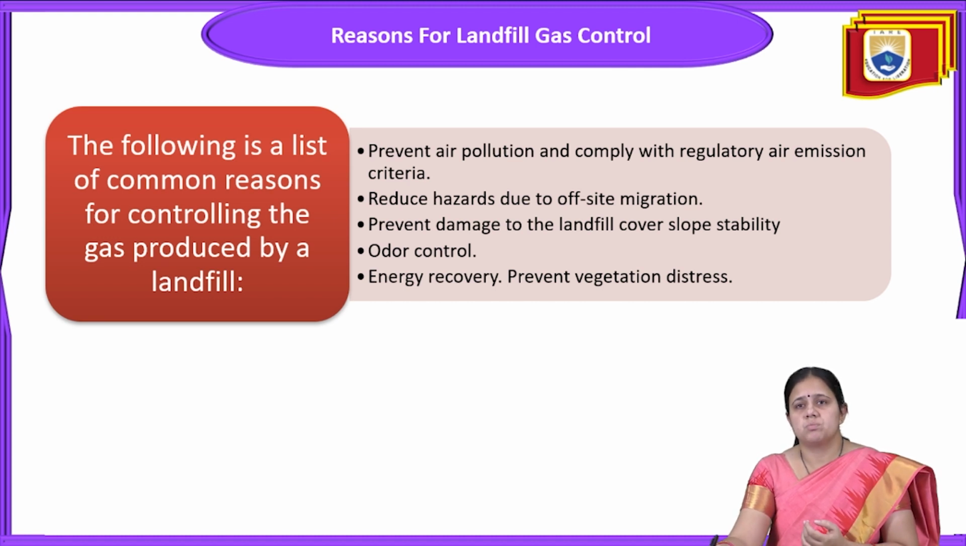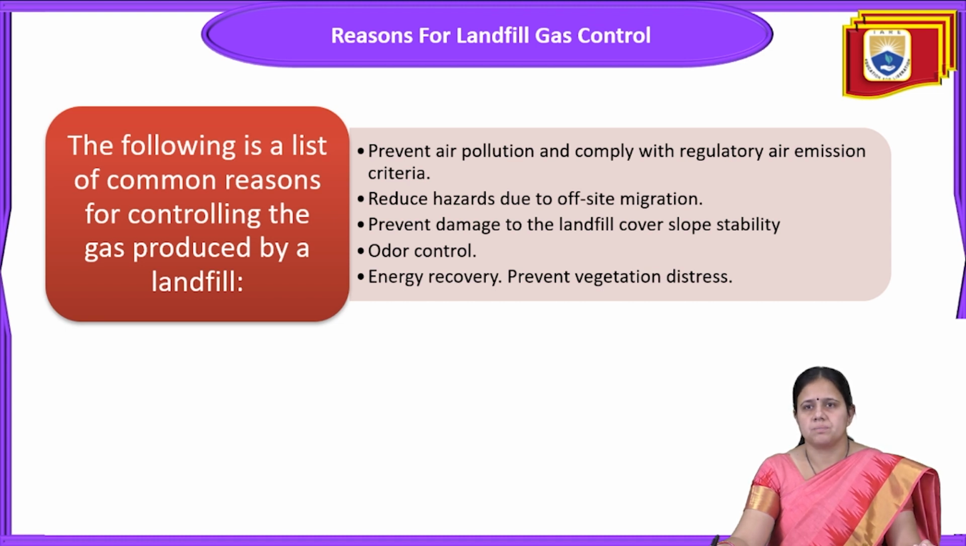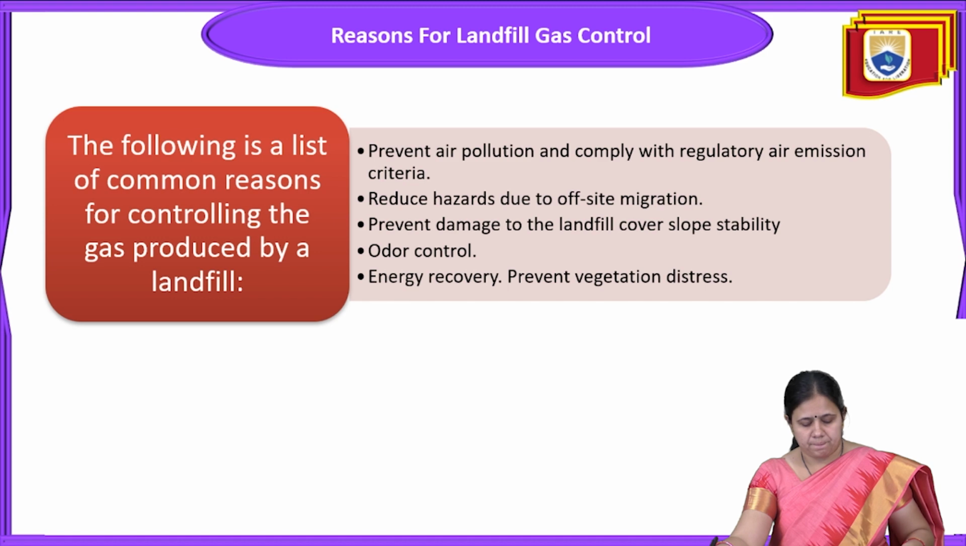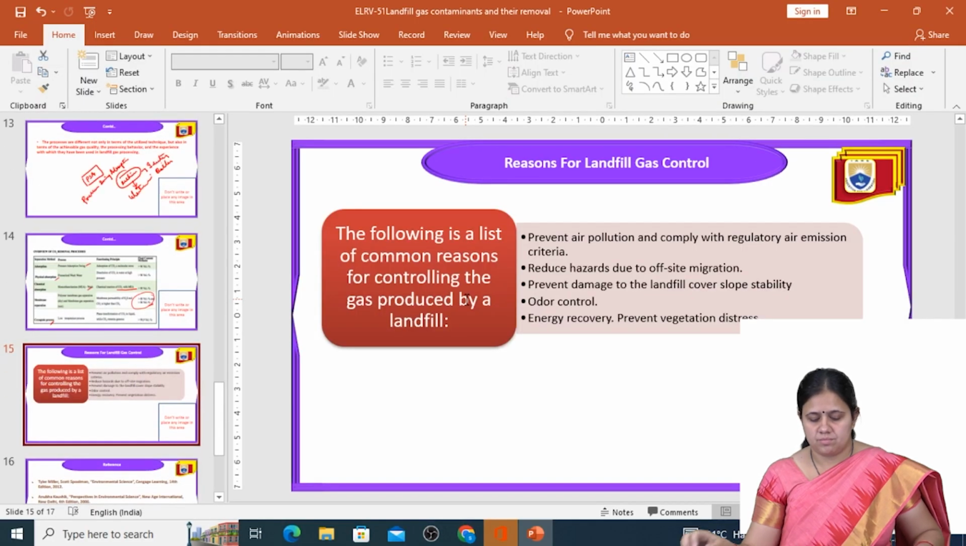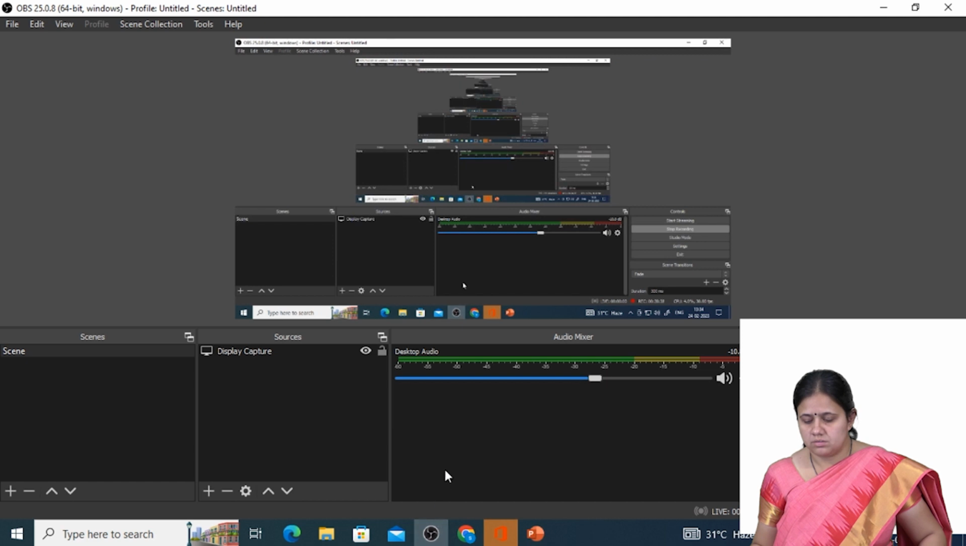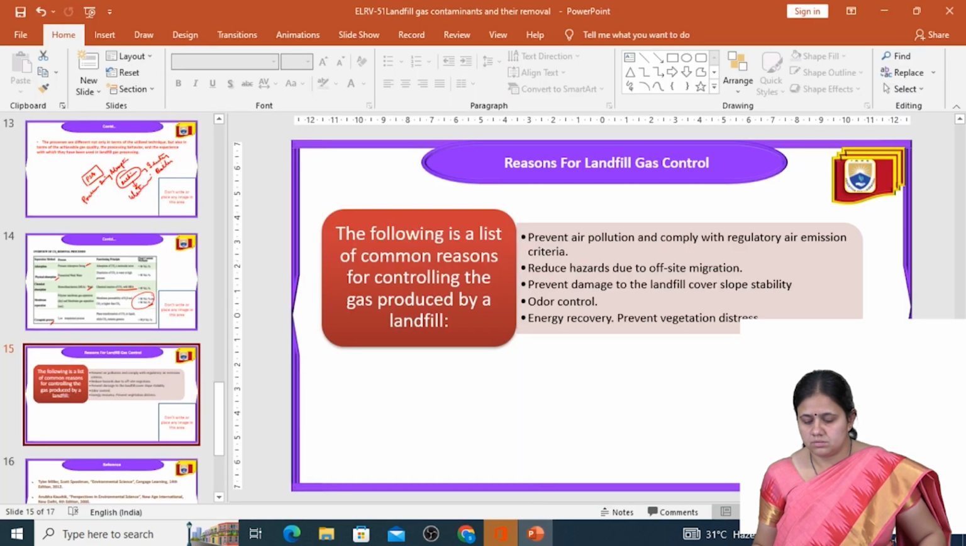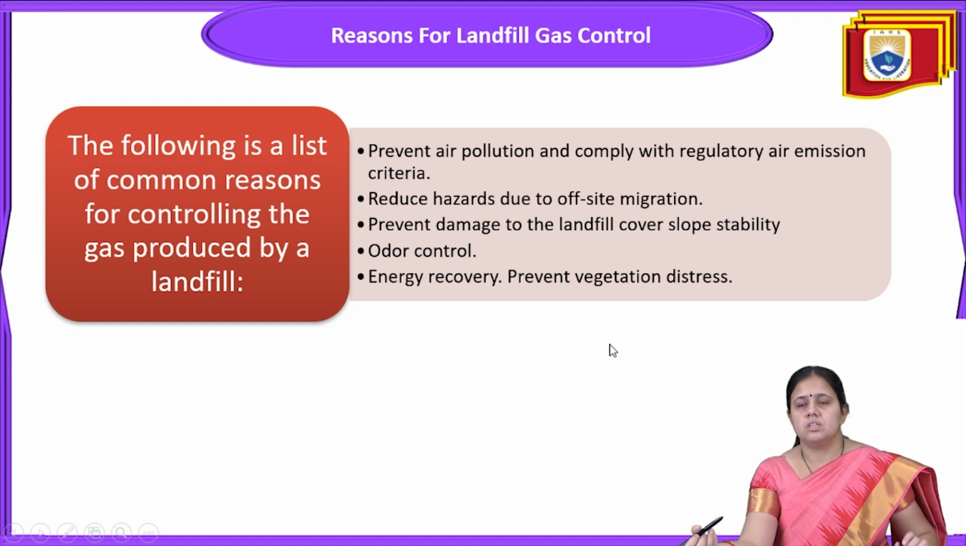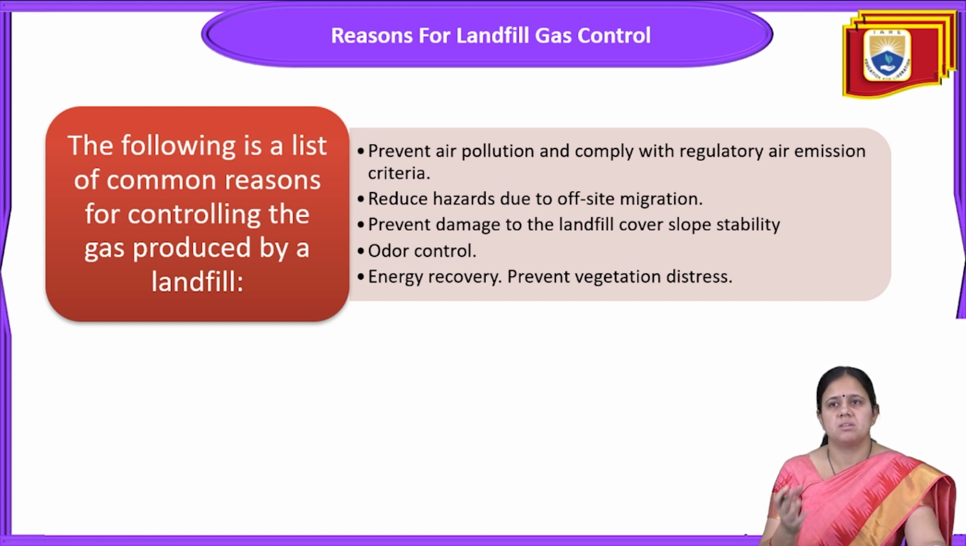So to control the gas produced by the landfill, these are some of the common reasons. First, it prevents air pollution and complies with regulatory air emission criteria, and reduces hazards due to off-site migration. It prevents damage to the landfill and cover slope stability. Odor control and energy recovery, and it prevents vegetation distress. So these are some of the common reasons.